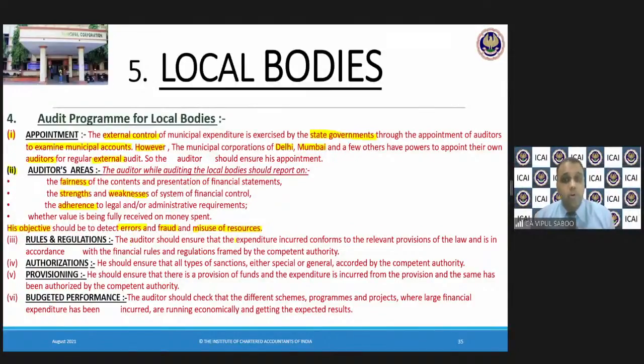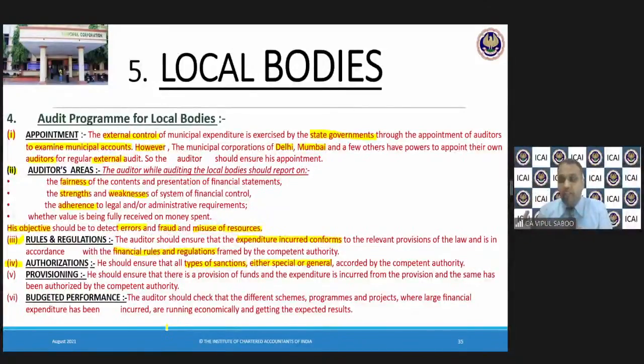Auditors should ensure that expenditure incurred conforms to the relevant provisions of the law and is in accordance with the financial, whatever law is applicable on that particular municipal corporation, their local law. Every expenditure is being made as per that particular law. Very important point, authorizations. He should ensure that all types of sanctions, sanction is what? Permissions, either special or general, have been accorded by the competent authority. If a fund has been sanctioned, a permission has been sanctioned, it has been accorded by the competent authority under the authority's signature and seal.